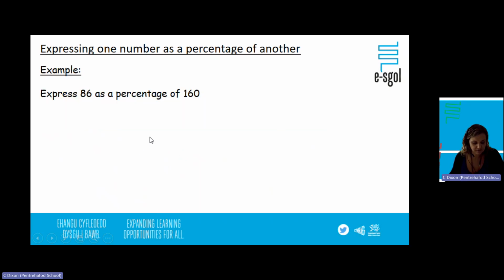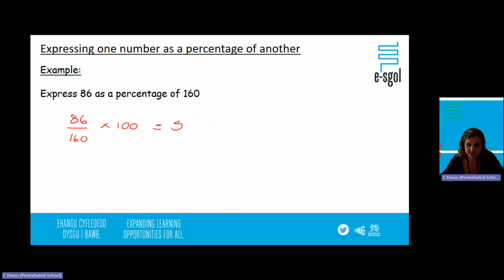So the first question, one number divided by the other. So we're going to do 86 divided by 160. And then it says to multiply by 100. Now, sometimes you'll see me writing them as a fraction, which means divide. Sometimes you'll see me writing as a divide sign. It means exactly the same thing. So it's just that fraction line means divide. So 86 divided by 160 and then multiply by 100. Now, this answer will be a percentage answer.